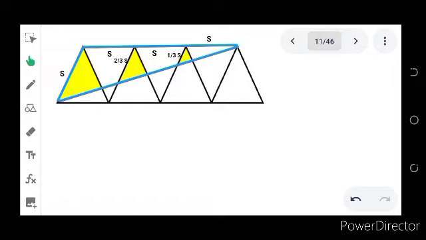Now, since the numerators are just 3, we can simply rewrite S as 3/3 S, just to show that they have the same denominators. Now, remember that in similar triangles, the corresponding sides are proportional. And since these sides here are corresponding, they form a proportion. That's 3/3 is to 2/3 is to 1/3, or simply 3 is to 2 is to 1.